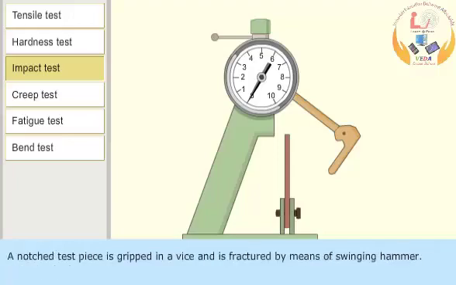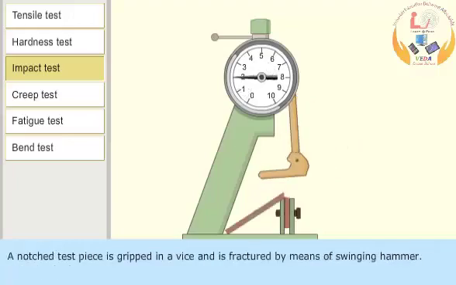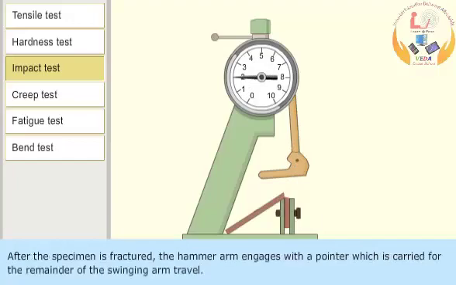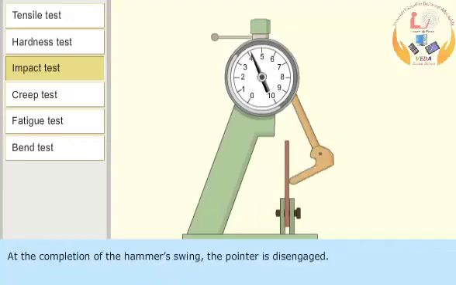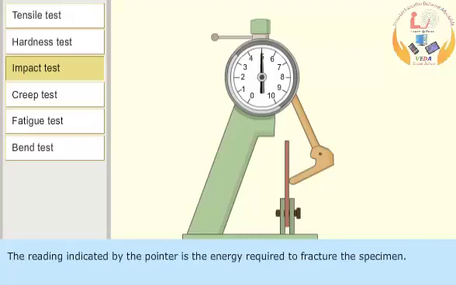A notched test piece is gripped in a vise and is fractured by means of a swinging hammer. After the specimen is fractured, the hammer arm engages with the pointer, which is carried for the remainder of the swinging arm travel. At the completion of the hammer swing, the pointer is disengaged. The reading indicated by the pointer is the energy required to fracture the specimen.